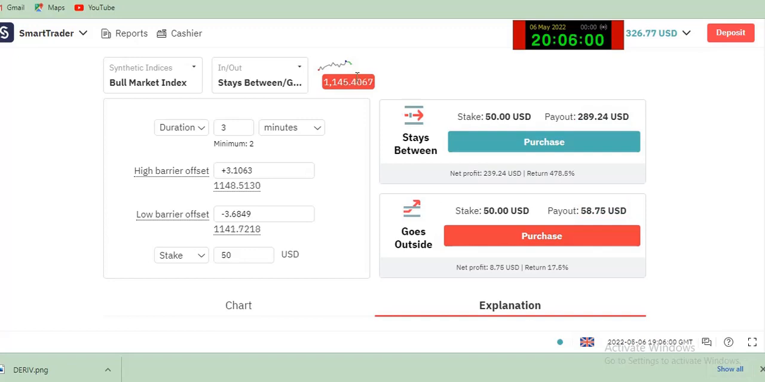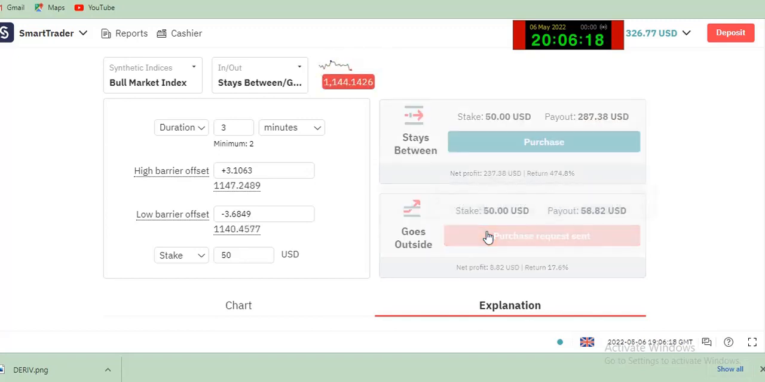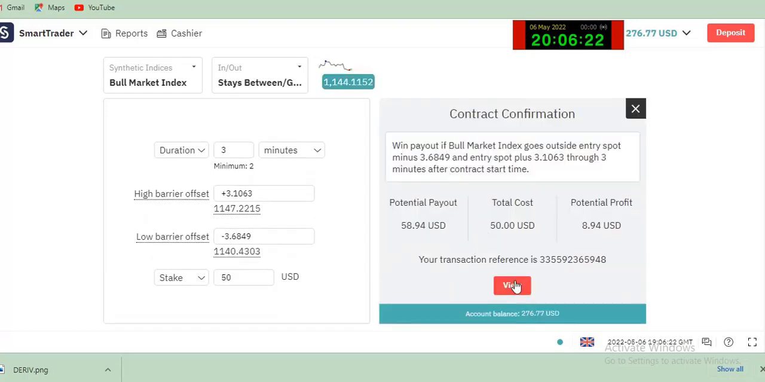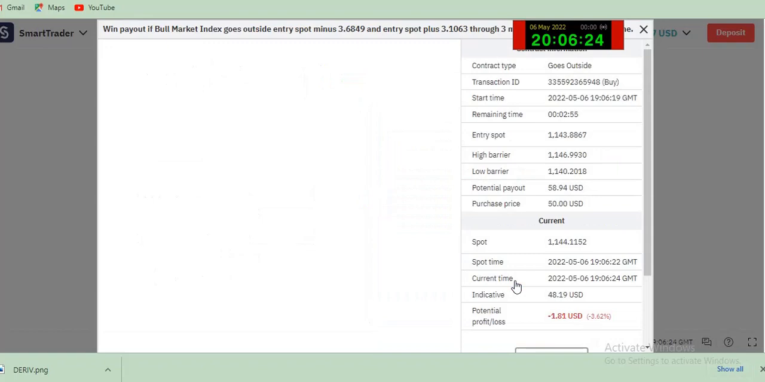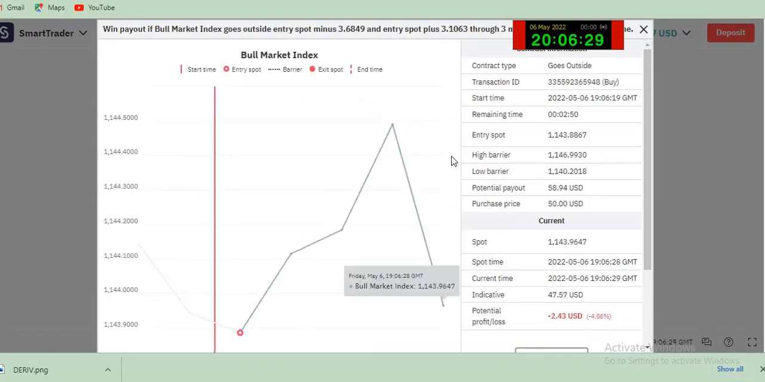Let's wait for price to drop down. Once it drops down, we take our trade for goes outside. So as you can see, market is kind of ranging or choppy like this. So let's wait for it to give us a direction. All right, let's go. All right, it goes outside. So when price goes outside of this zone here, either up or down, we'll make money.